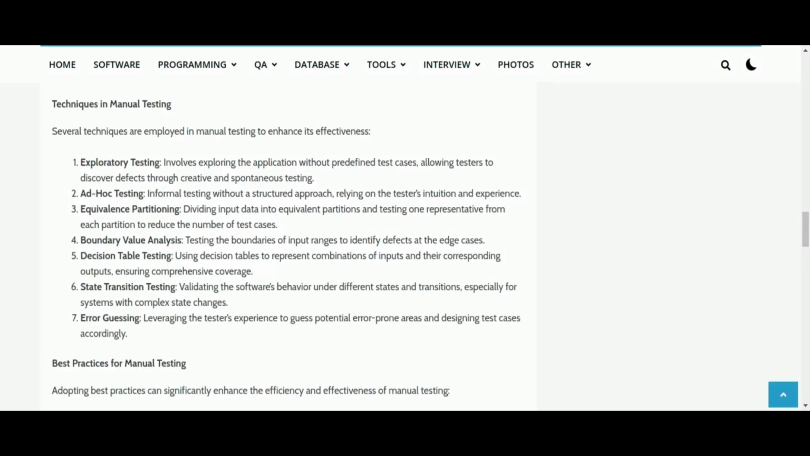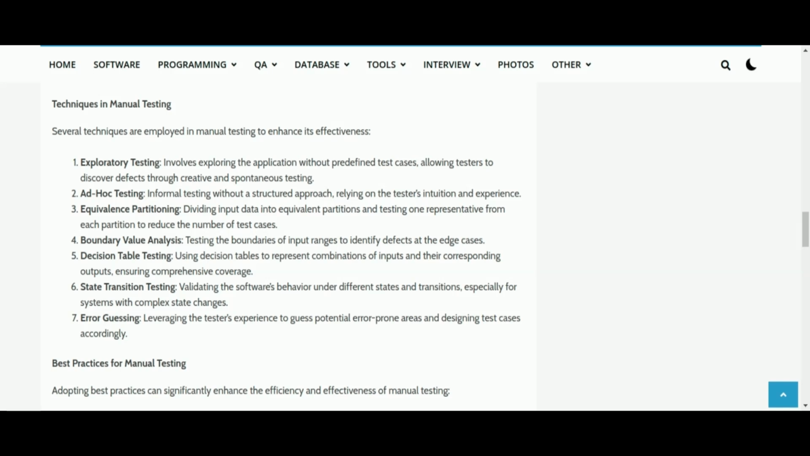Hello. Now in this session I will discuss the techniques in manual testing. Several techniques are employed in manual testing to enhance its effectiveness. First, exploratory testing. Second, ad hoc testing. Third, equivalence partitioning. Fourth, boundary value analysis. Fifth, decision table testing. Sixth, state transition testing. Seventh, error guessing. So, what is exploratory testing?